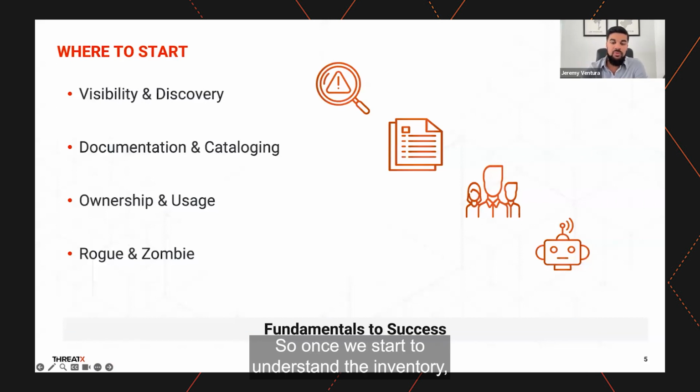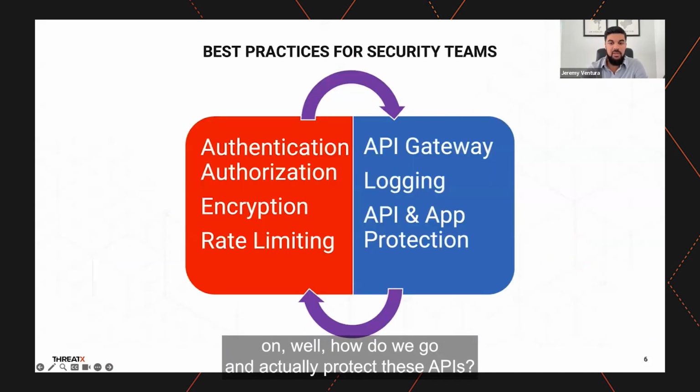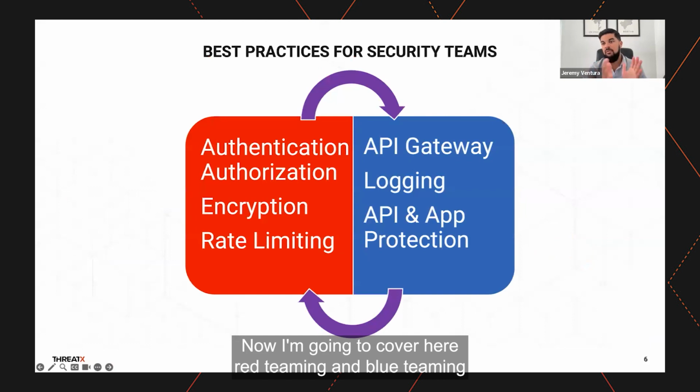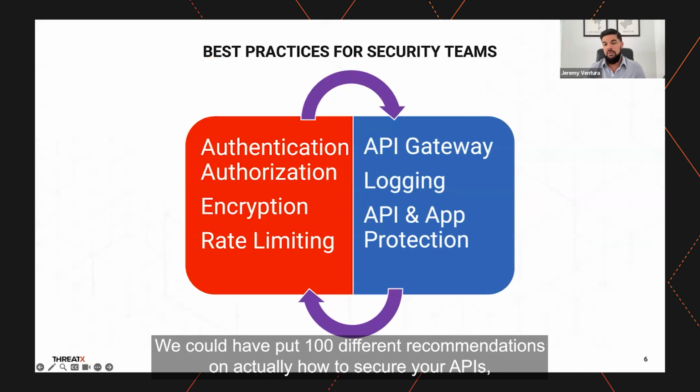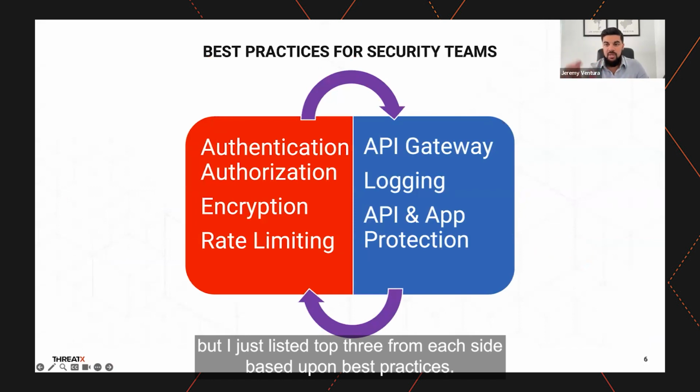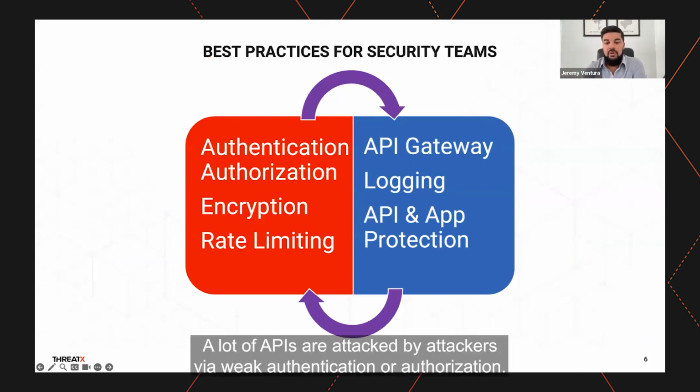So once we start to understand the inventory, the discoverability of your APIs, we then want to focus on, well, how do we go and actually protect these APIs? Now, I'm going to cover here red teaming and blue teaming and how this collaborates into purple teaming. We could have put 100 different recommendations on actually how to secure your APIs, but I just listed top 3 from each side based upon best practices. A lot of APIs are attacked by attackers via weak authentication or authorization.